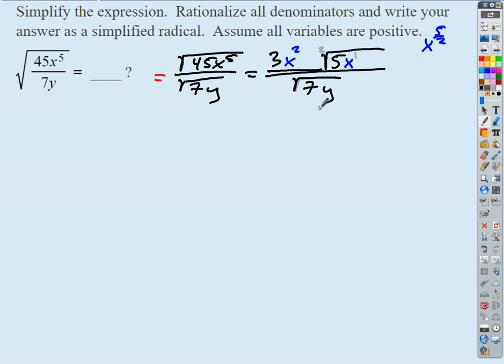Okay, so now what do we do? The top is done, but the bottom is not. What's wrong with the bottom? Radicals in the basement. We can't do that. So let's do the easy way first. Because we've got square roots, what do we always do if we've got a stranded radical in the denominator? Multiply top and bottom by that stranded radical. So we can multiply both the top and the bottom by the square root of 7y.